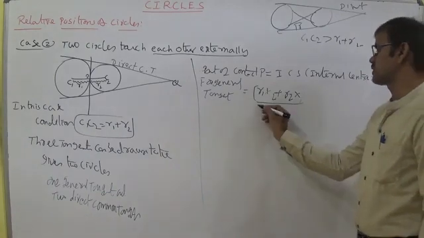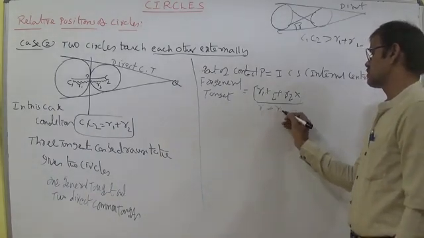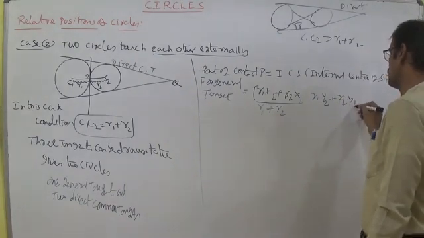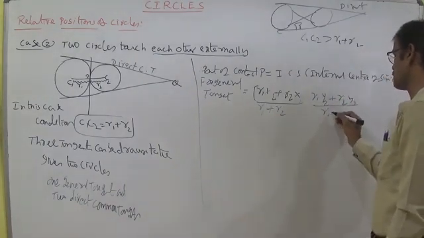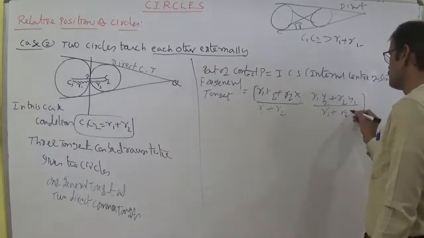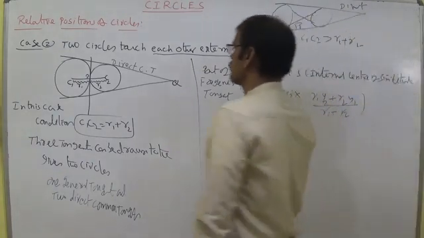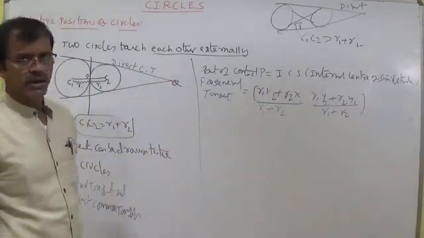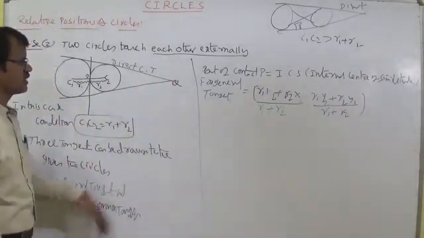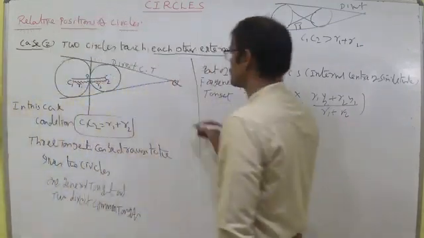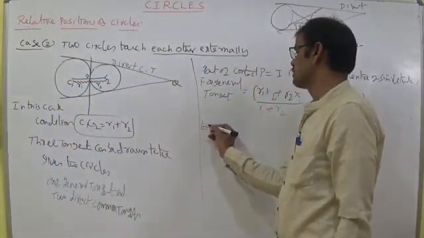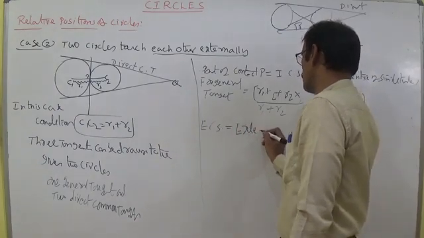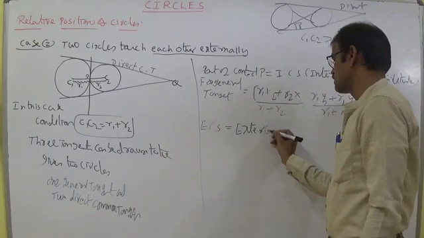R1x2 plus R2x1 by R1 plus R2 comma R1y2 plus R2y1 by R1 plus R2. This is the point of contact. Of course, the point of ICS, simply the point of intersection, should not be pronounced as point of contact. Now ECS directly, ECS Q you write. ECS means external center of similitude of the direct common tangents.